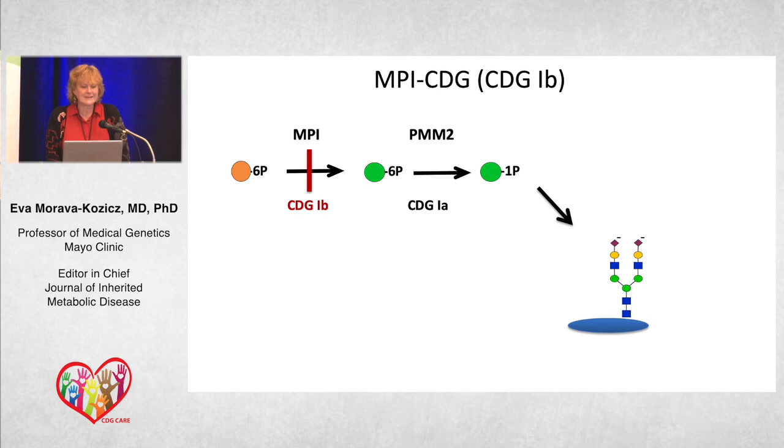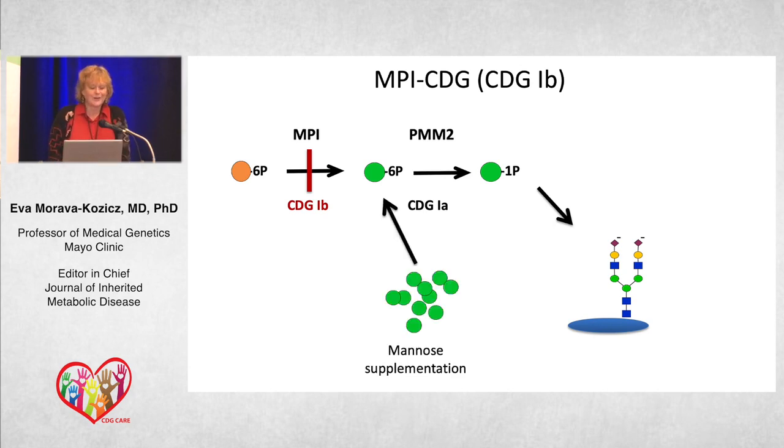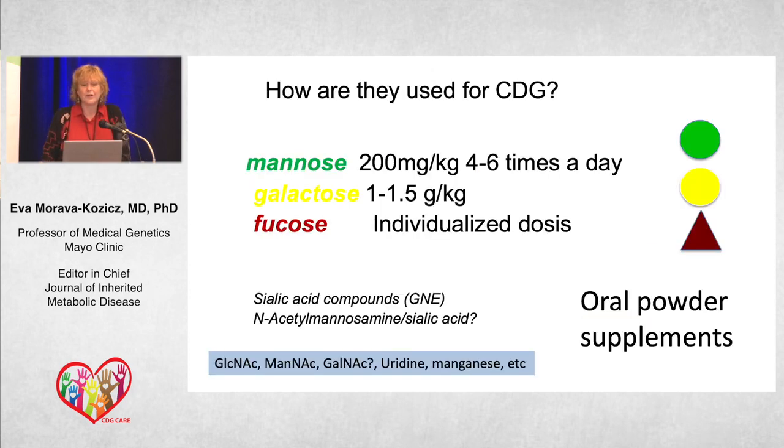So a very classic treatment method is in CDG 1B. You see the same graph, just the block is here before the PMM2. And so what you can give is a whole lot of mannose, cranberry sugar, which would get activated in the body and would restore glycosylation. So the same approach can be used in a couple of other CDGs. The three sugars which we use the most frequently in different CDGs are mannose, galactose, and fucose.